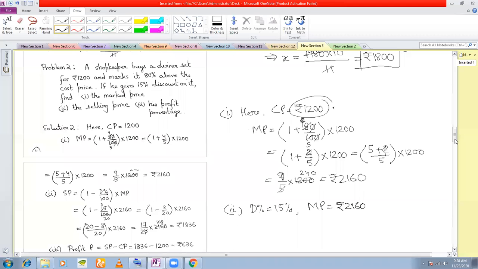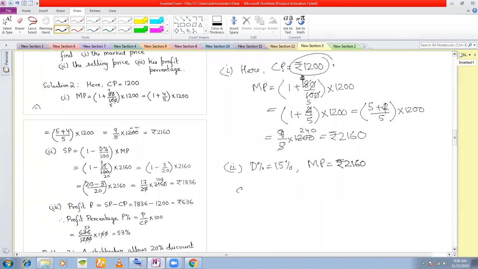So we can calculate the selling price from here very easily. Selling price is, the discount percentage, the mark price. You can calculate the selling price easily. 1 minus discount percentage by 100 into mark price. 1 minus 15 by 100 into this.